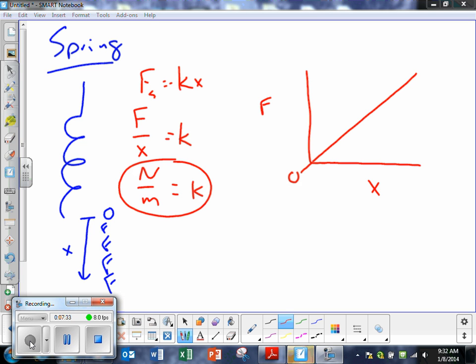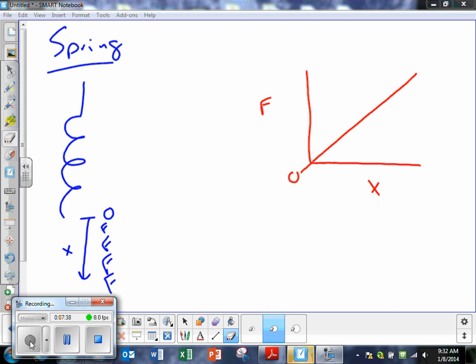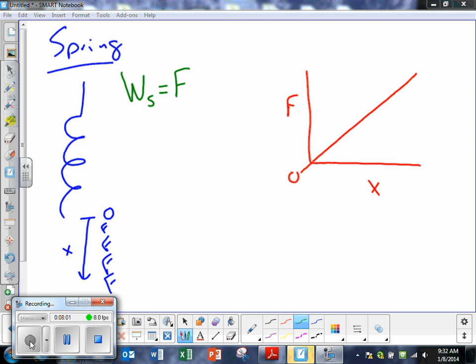Okay, so back to our understanding of how this force changes. Well, if it's an ideal spring, it's a linear increase, a linear relationship. And we know that work, we said work of anything, including a spring, is force that's parallel to a displacement. We talked about that yesterday.